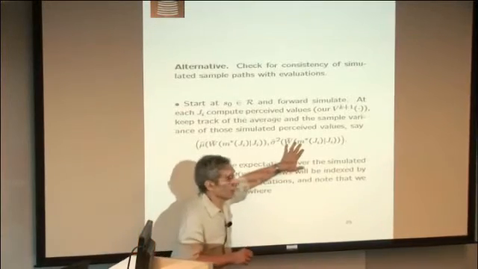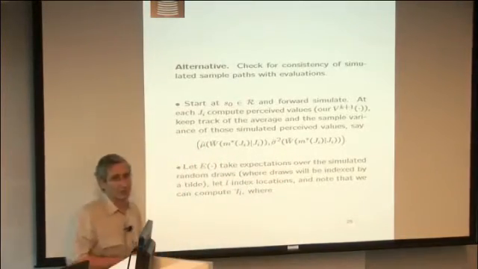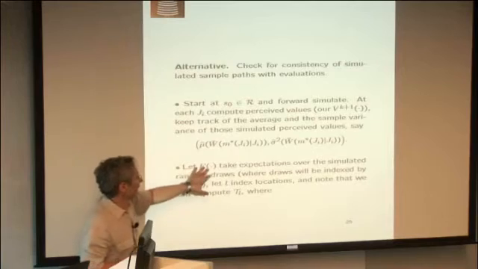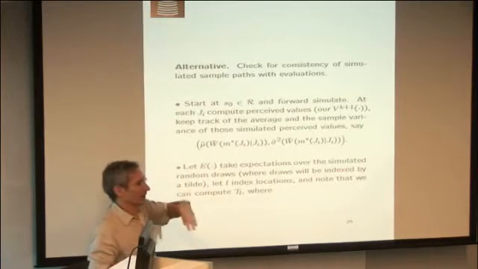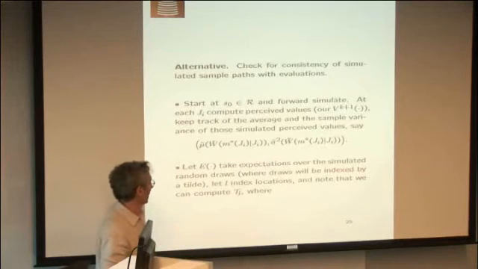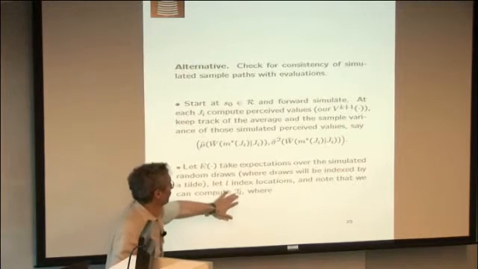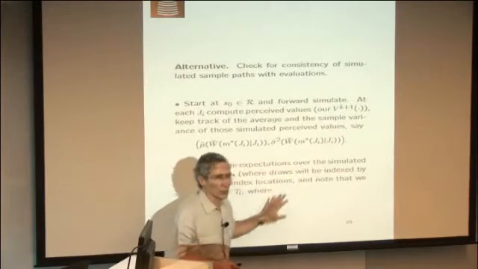And I also get a variance at this state and this Ji. Is that clear? Because I hit this point many times, I get a mean at that point, and I get a variance at that point. Okay. I'm going to let E be the expectation operator that takes expectations over simulated draws. And let me just do a particular Ji. It works for all locations. I'm going to use the sup norm.